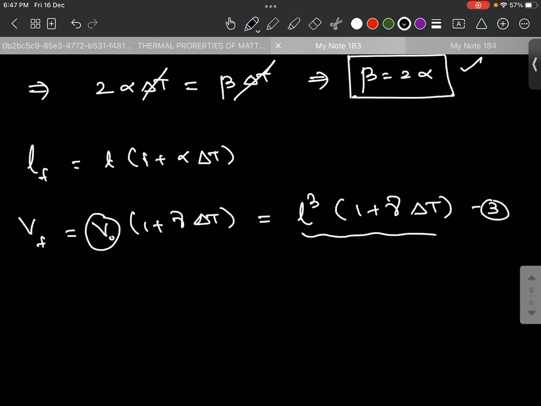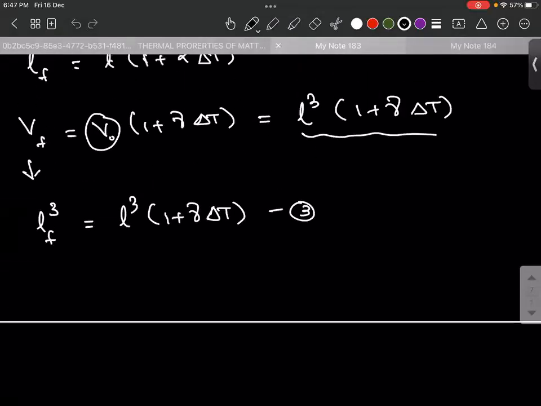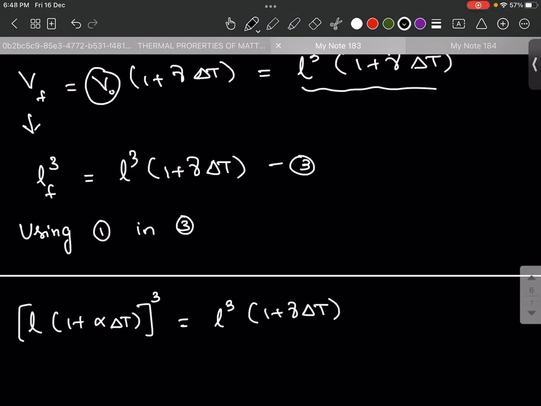So let this be 3. So using, okay, 1 minute. I'll not call this 3. I'll write another step. So volume final, can I write it as L final cube is equal to L cube into 1 plus gamma into delta t. This is 3. So what I will do is, using 1 in 3, what will we get? You will get L into 1 plus alpha into delta t, the whole cube, is equal to L cube into 1 plus gamma into delta t.